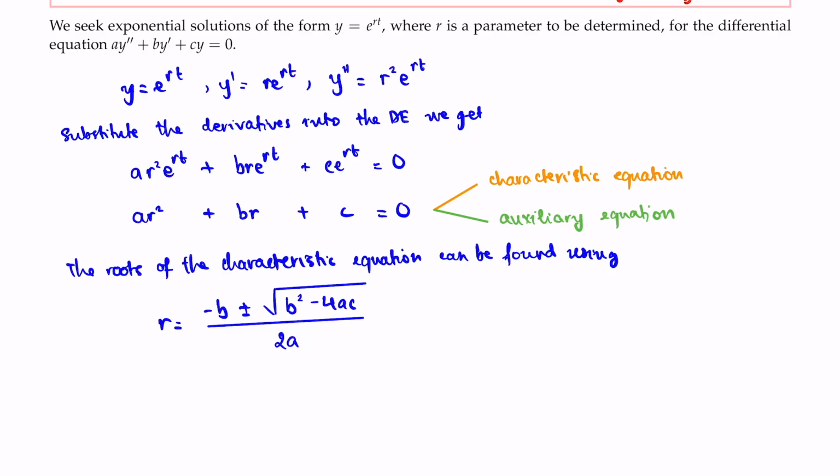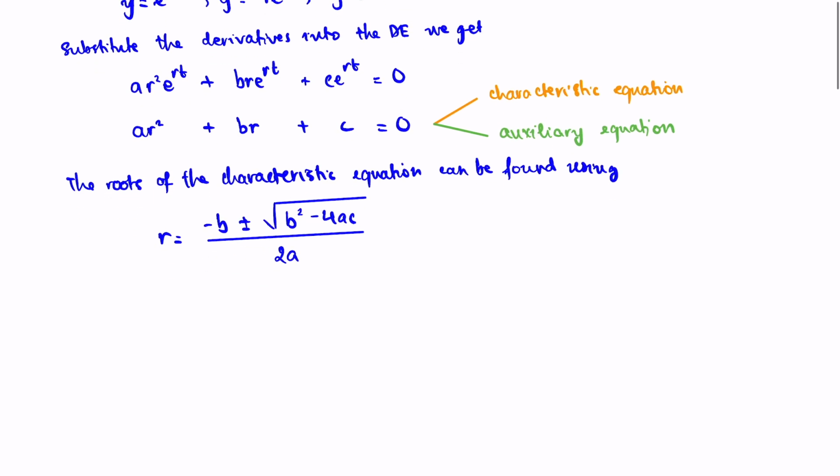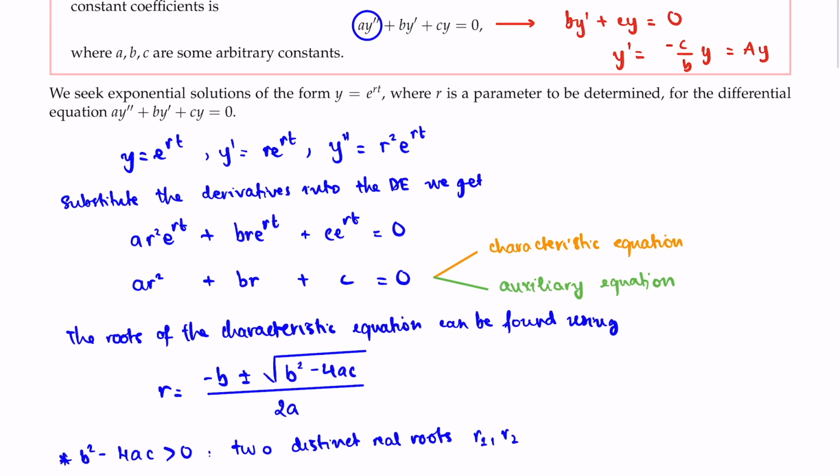Right. And of course, at this level, hopefully you recognize this formula, and there are three different cases depending on the value of b squared minus 4ac. Right. When b squared minus 4ac is positive, then you will obtain two distinct roots, r1 and r2. Right. So from the distinct roots, you are led to the solution of the differential equation.